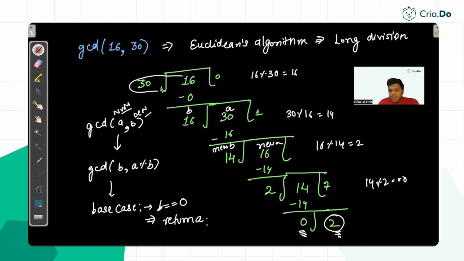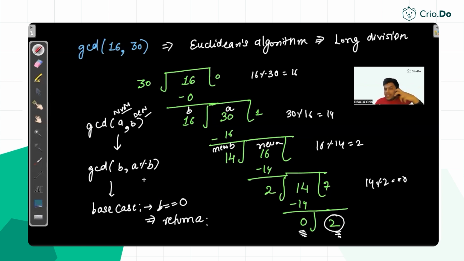Because GCD of 16, 30 is the same as GCD of 30, 16, which is the same as GCD of 16, 14, which is the same as GCD of 14, 2, which is equivalent to 2. So all these pairs in the long division have the same GCD. That's why we are able to make these recursive calls. That is, GCD of A, B is the same as GCD of B, A modulus B. The GCD of two numbers, where one number is treated as numerator and the other as denominator, is the same as the GCD of the previous denominator becoming the new numerator and the division's remainder becoming the new denominator.